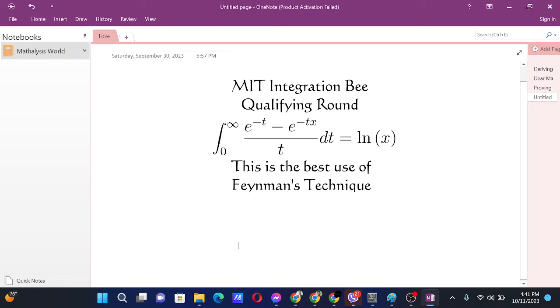This is the best use of Feynman's technique. We have this integral from 0 to infinity of (e^(-t) - e^(-tx))/t dt.